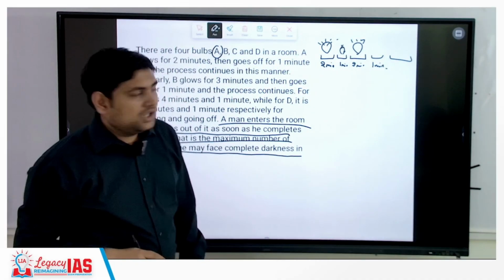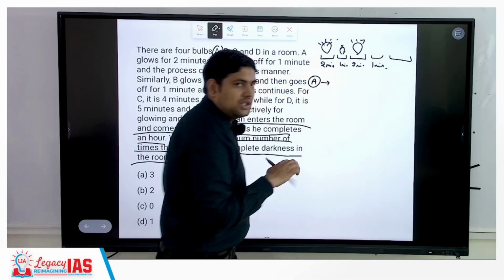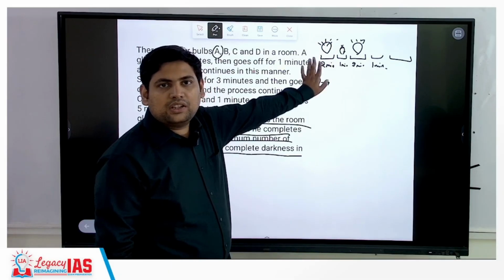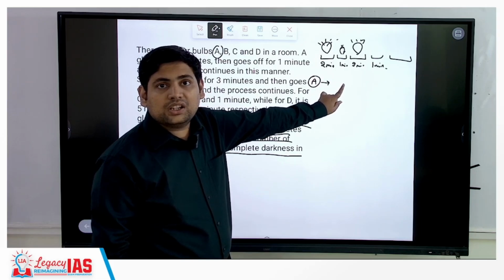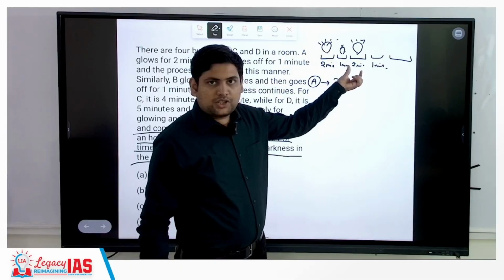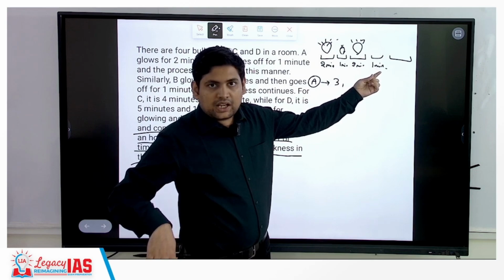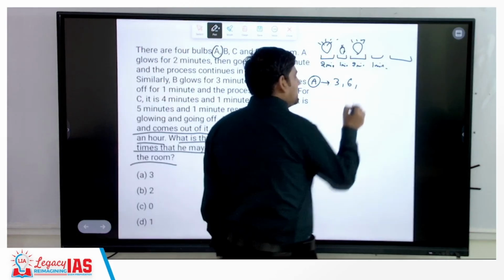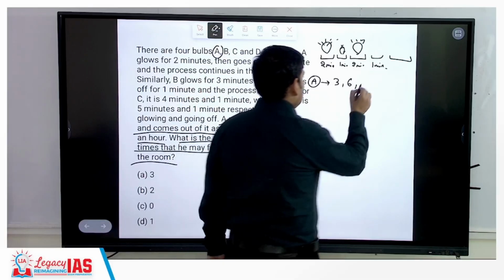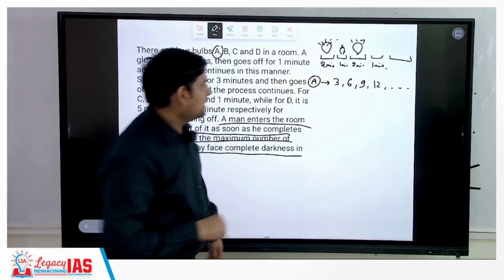Correct? Now, for A, just focus on A. Which is that minute when A is not glowing? A is glowing in the first 2 minutes, not glowing in the 3rd minute. Then it is glowing for the next 2 minutes again, that is in the 4th minute and 5th minute. It's not glowing again in the 6th minute. Similarly, it will glow in the 7th and 8th minute, it will not glow in the 9th minute. And it will go on like this. Correct?